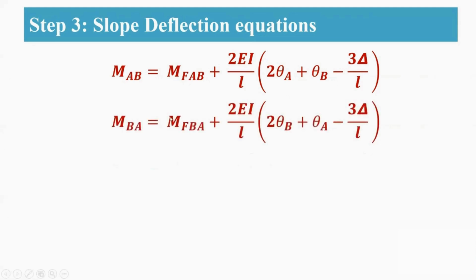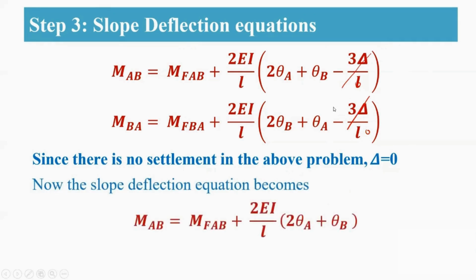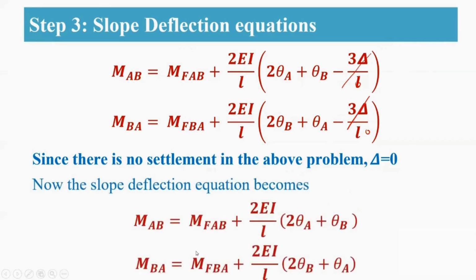Okay. And similarly, MBA is also equal to MFBA plus 2EI by L into 2 theta B plus theta A minus 3 delta by L. So here in the above problem, we are not having any settlement. Therefore, delta will be considered as 0. So these two terms are not there. Therefore, now the slope deflection equations become MAB and MBA. So you are just having the fixed end moments and the moment due to the rotation, but there is no moment due to the settlement.